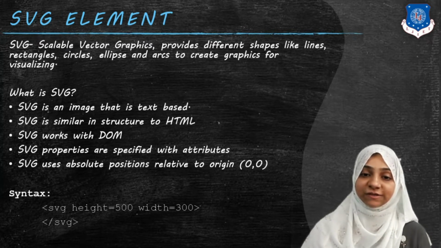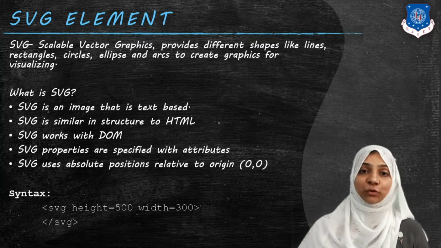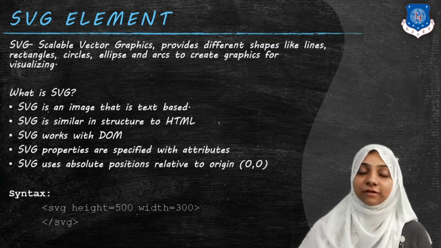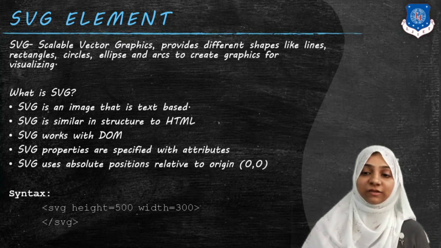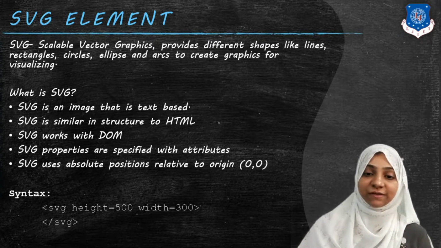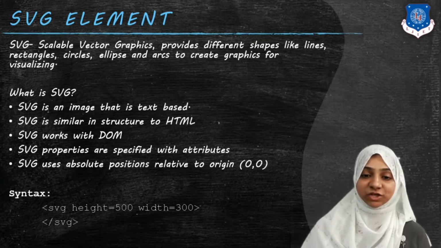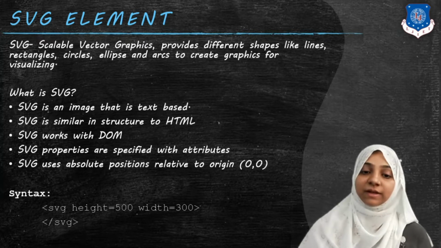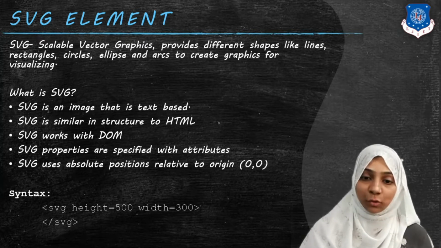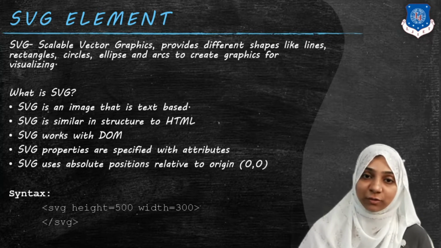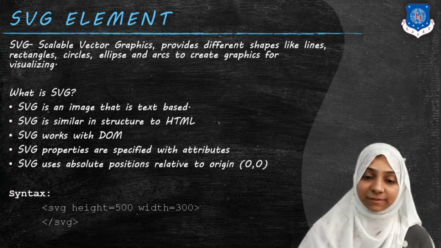SVG is basically scalable vector graphics, which provides different shapes such as lines, rectangles, circle, ellipse, arcs or text which can be created to visualize in the form of a graphic. So SVG is a text-based image. It has a similar structure to HTML and it also supports DOM. Here SVG properties are specified with attributes to customize elements.